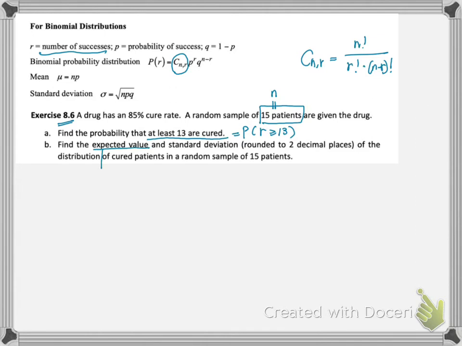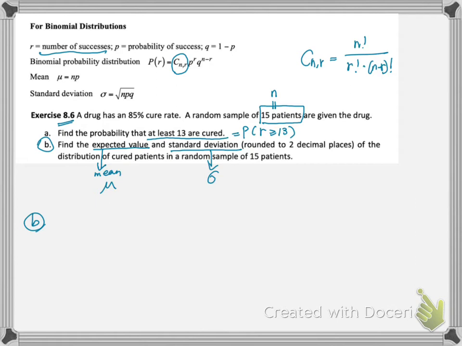So this is also the mean, mu, and the standard deviation, sigma. So in part B, they ask for mu and sigma. That's also a way to find this kind of binomial distribution question in the exam. Part B is easier because the formula for mu and sigma is easy.